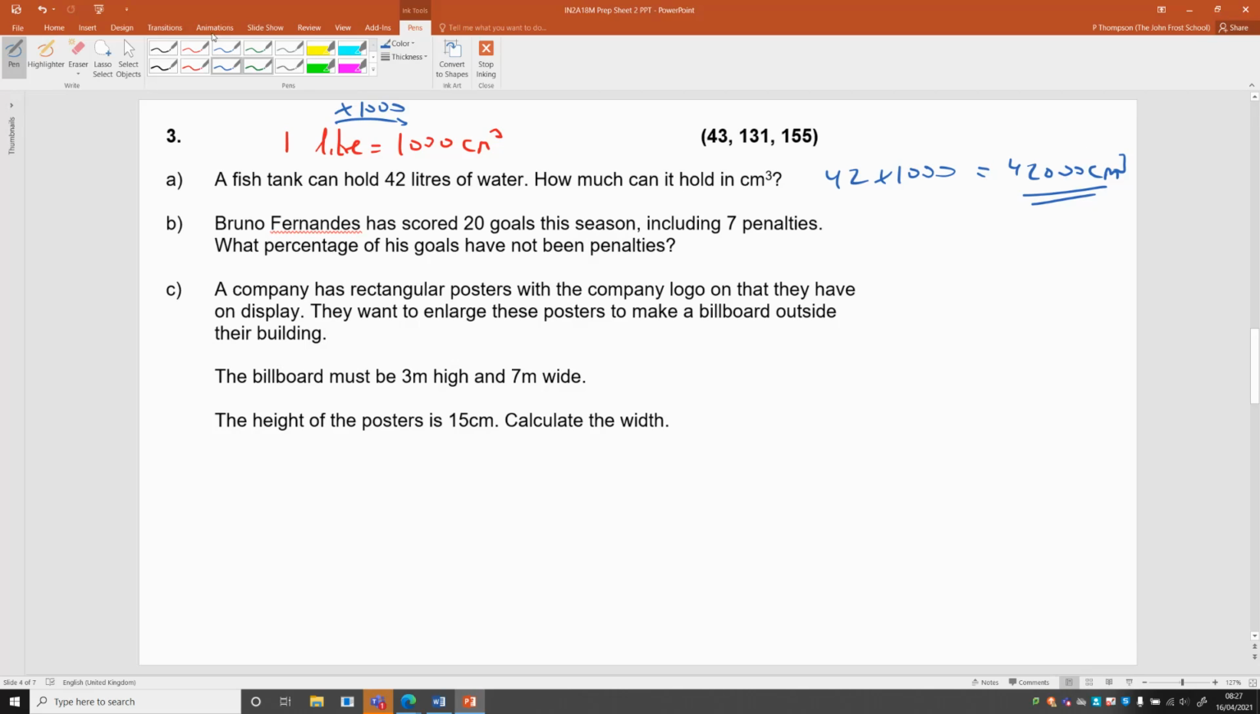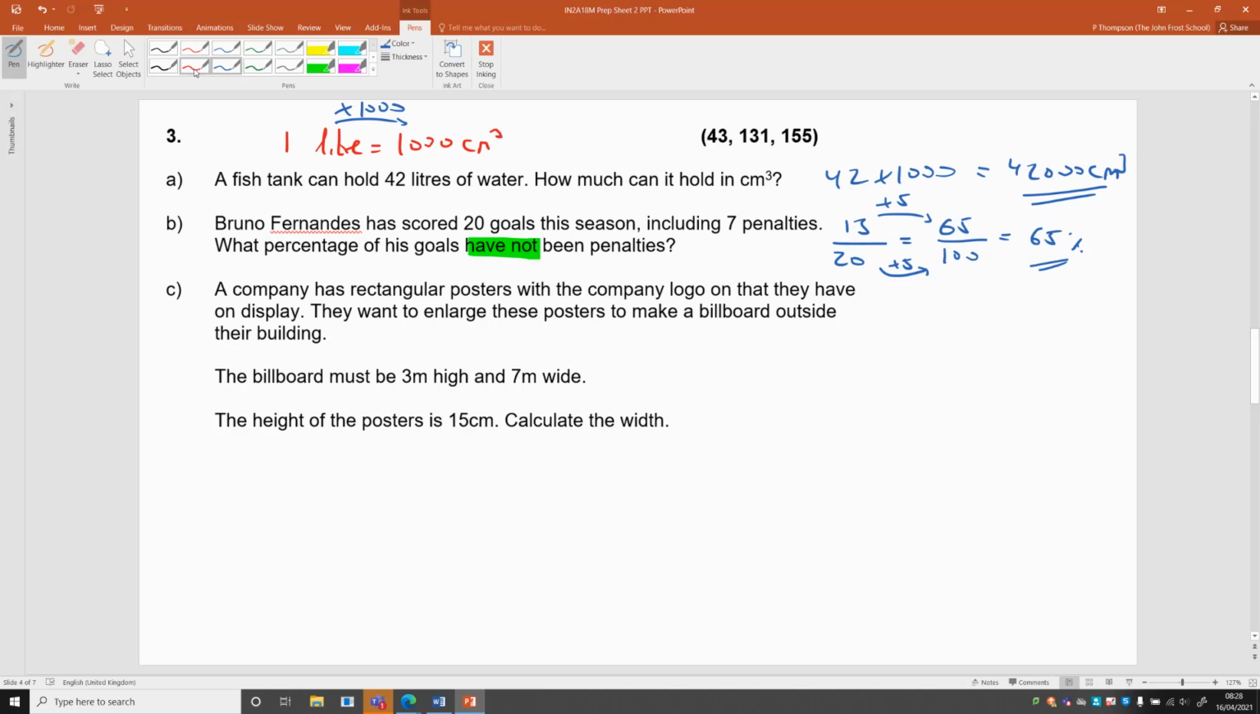And this one, he scored 20 goals, including 7 penalties. What percentage were not penalties? Well, obviously 7 were penalties, so 13 weren't penalties, 13 out of 20. To make a percentage, make the denominator 100. I times by 5 here and by 5 here. 13 times 5 is 65, so 65%.